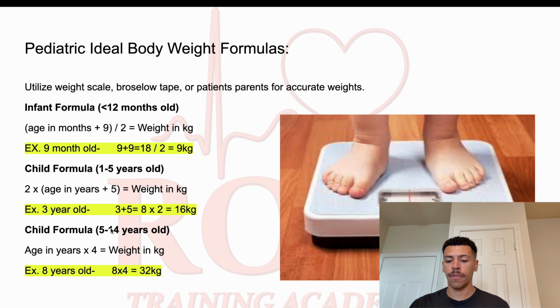And then we have children 5 to 14 years old. And the reason it stops at about 14 years old is because at 15, we're going to start treating kids like an adult. Or we're going to do 5 up until puberty age, and then that's when you start treating them like an adult if that kid has hit puberty. But 5 to 14 years old, what we're going to do for them is age in years times 4, and that'll be their estimated weight in kilograms. So an 8-year-old, 8 times 4 is 32, so 32 kilograms can be roughly what you can expect for their ideal body weight.